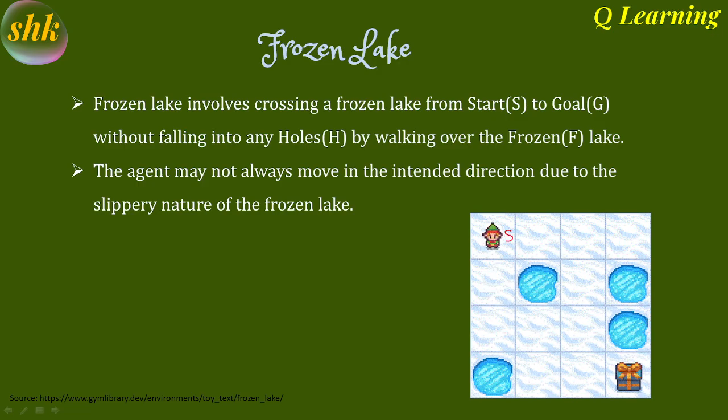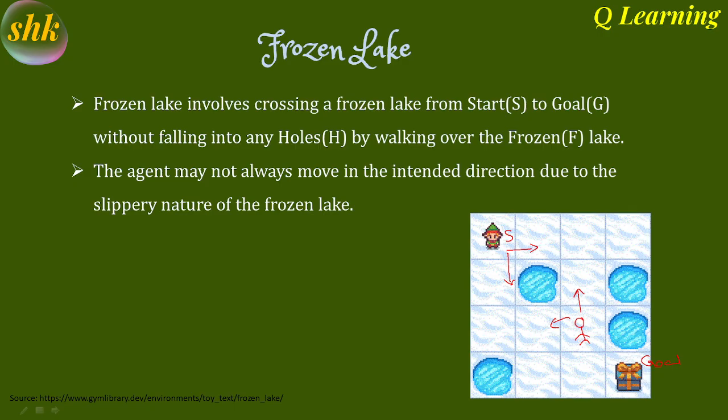This is the start state and this is the goal state. Here, the agent can take any direction. Either the agent can move towards the right side or towards the downside. If the agent is at this point, it can move in the upward direction or in the left direction.